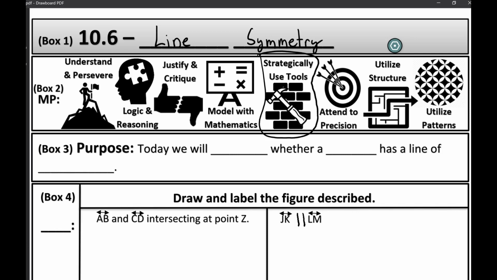Going into box 3, our purpose, today we will determine whether a figure has a line of symmetry. Give you some time to write that down. On the snap, you know what to do, starting with the word today in 3, 2, and today we will determine whether a figure has a line of symmetry.